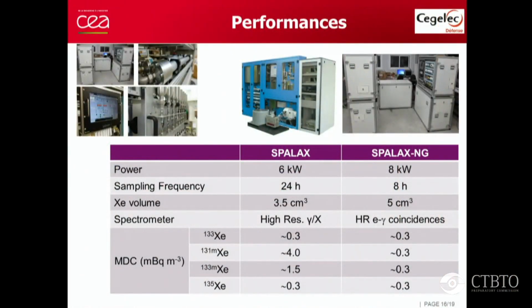by 30%. For the spectrometer, I already mentioned that we use a high-resolution electron-photon coincidence, and that leads to a huge improvement of the MDC for metastable isotopes. Regarding xenon-133 and 135, we obtain almost the same detection limit, almost the same MDC, for the SPALAX new generation as for the SPALAX operating in 8 hours. That was also a huge challenge, and it is given directly by the huge increase of xenon volume.